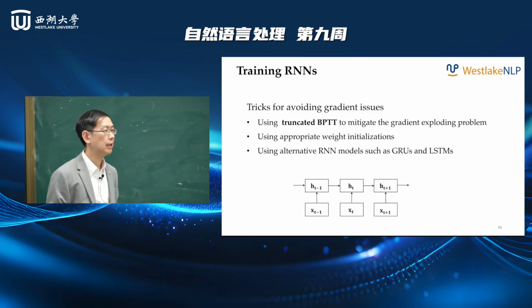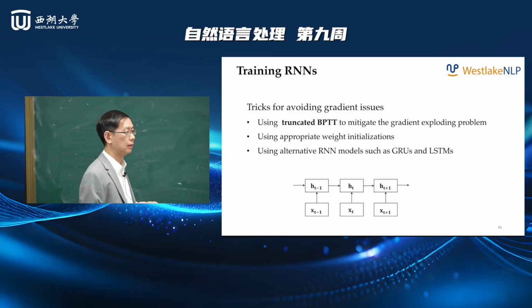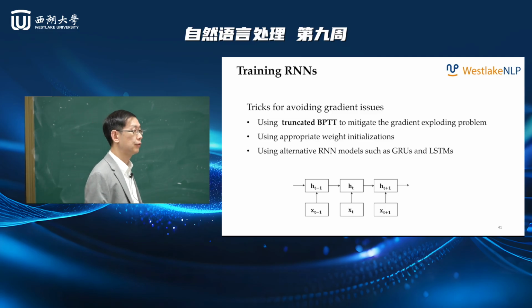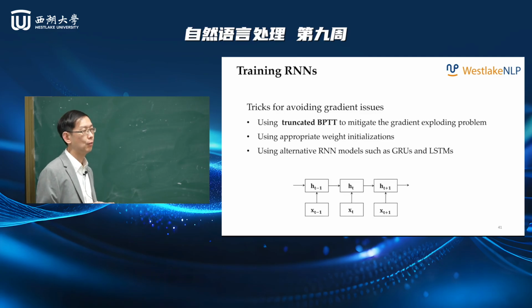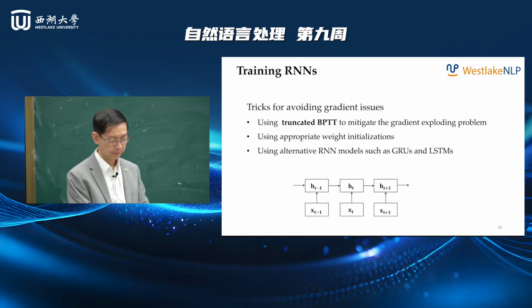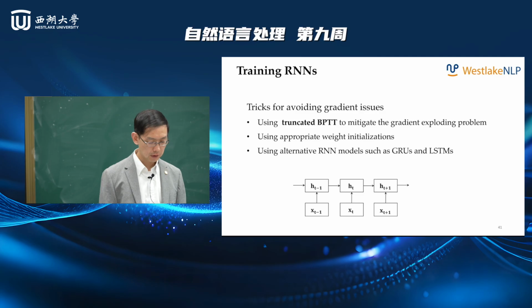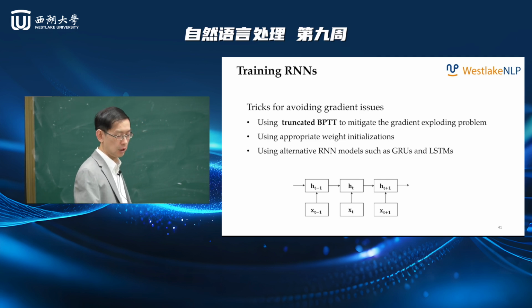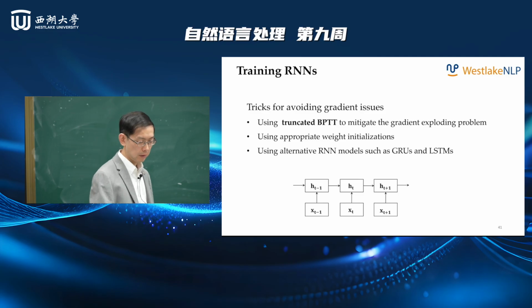The second, if you initialize your W properly, okay, then maybe your training is more stable, of course. Third, you could also improve the neural network architecture to allow more stable training. Okay, we will talk about the neural architecture change later. And there's some other technologies to improve SGD, of course. We will cover that.